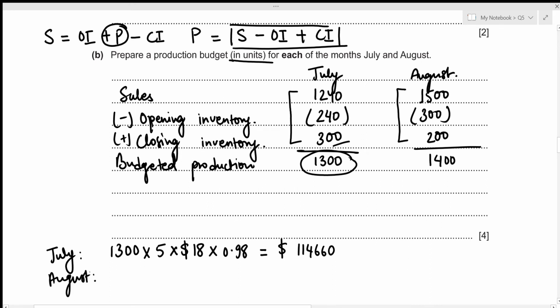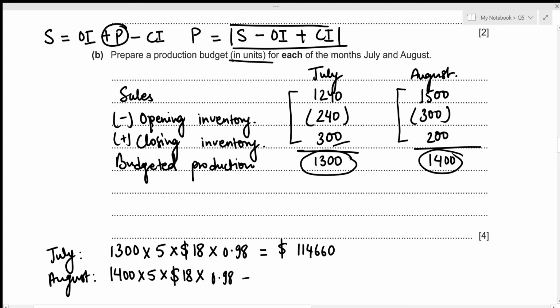The total units produced in the month of August is 1,400. And we know that for each unit, we require 5 kilos of raw materials. So that's times 5. And we know that the per kilo rate of raw materials is $18. So we just multiply it with 18. And we're also getting a cash discount of 2%, meaning that we're only paying 98% of the total cost. So we will multiply it with 98%, which we can write down as 0.98.